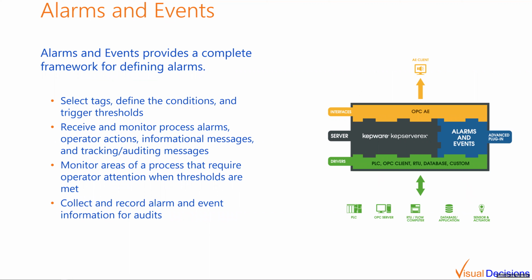Alarms and events provides a complete framework for defining alarms. So you can enable users to select which tags to monitor, define the conditions and the trigger thresholds. When a condition's trigger is met, an alarm is sent to the corresponding alarms and events client application, providing the input, output, and acknowledgement messages. It enables users to monitor areas of a process that require attention when thresholds are met, to collect and record information for audits, and it supports 9 separate OPC AE standard conditions.